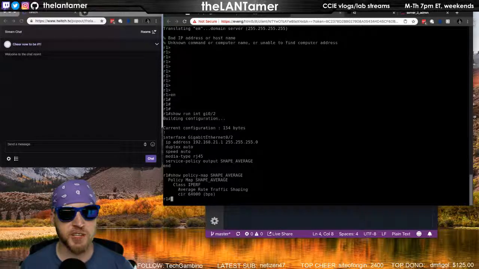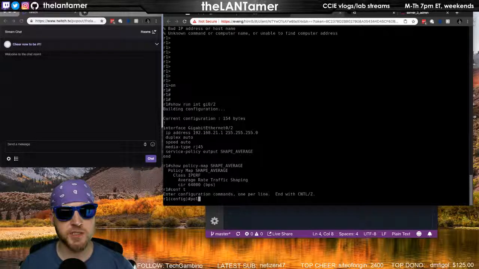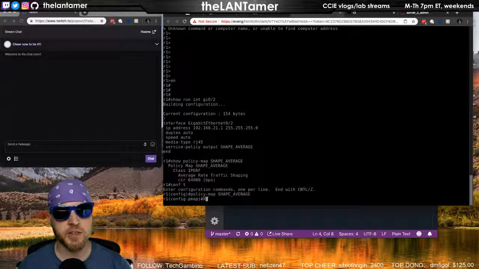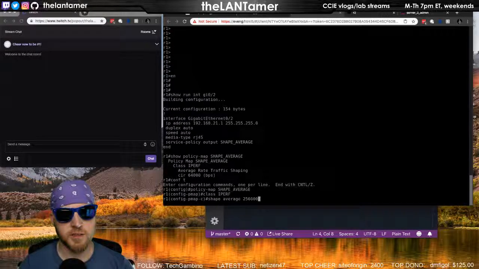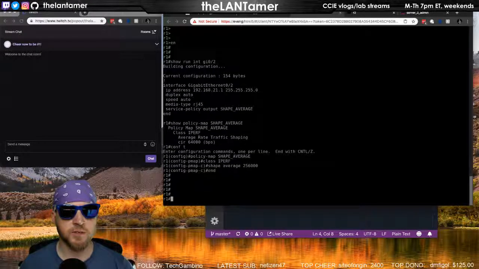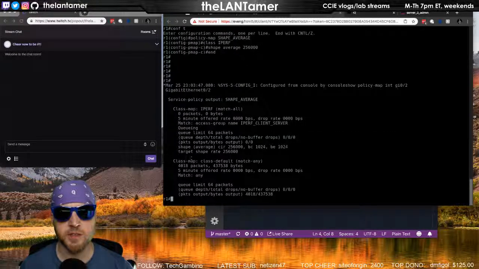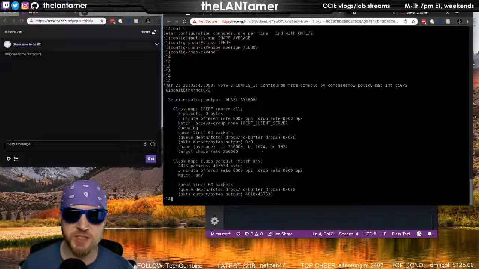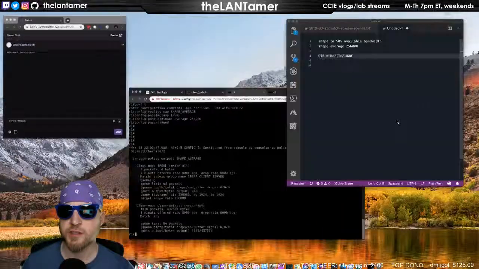Okay, so what we're going to do is change the CIR here. We're going to say policy map shape average, and we are doing class iperf. And we're going to shape average. So now if we do show policy map interface chat02, okay, the BC is set to 1024.